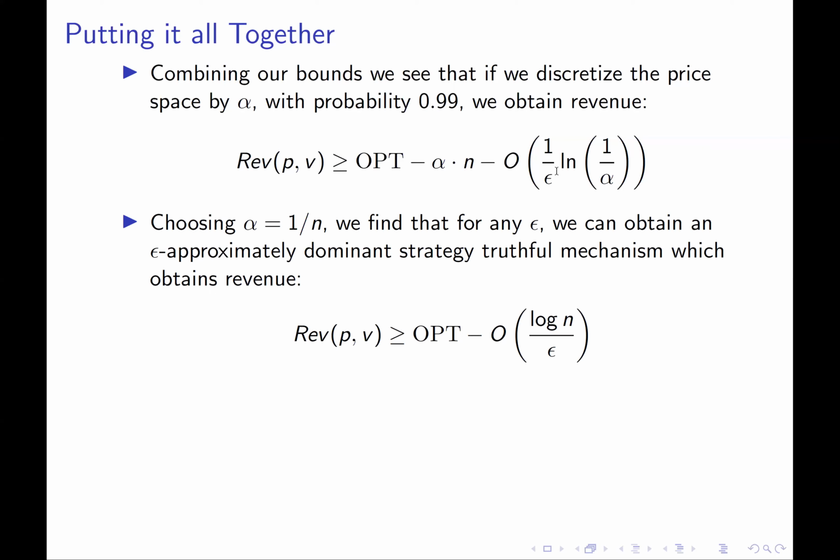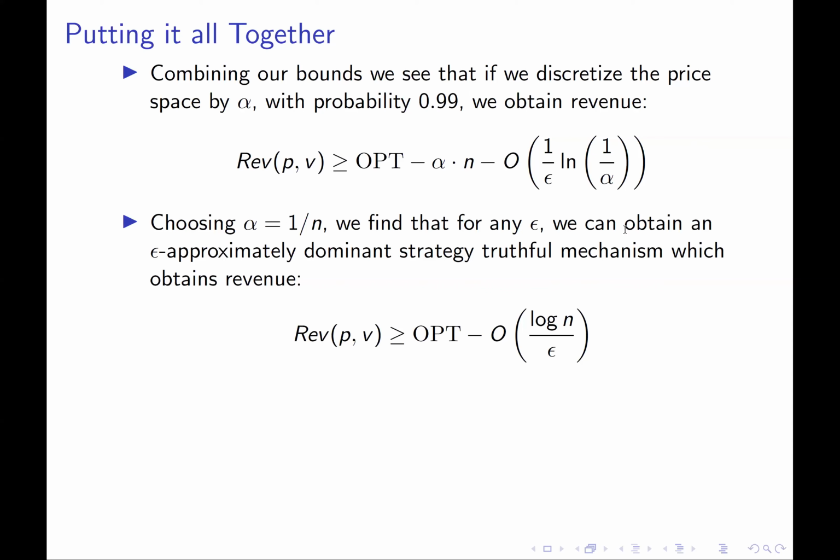And we've got 2 parameters here, and we get to choose both of them. Okay, there's alpha and there's epsilon. In our previous problems, we only had 1 parameter to optimize over. Here we've got 2. But for example, if we choose alpha to be 1 over n to essentially get rid of the alpha n term, what we find is that we now have a direct trade-off between approximate truthfulness and revenue. Okay, for any epsilon we want, we can obtain epsilon approximate dominant strategy truthfulness, and our revenue will differ from the optimal revenue by at most a factor of log n over epsilon.